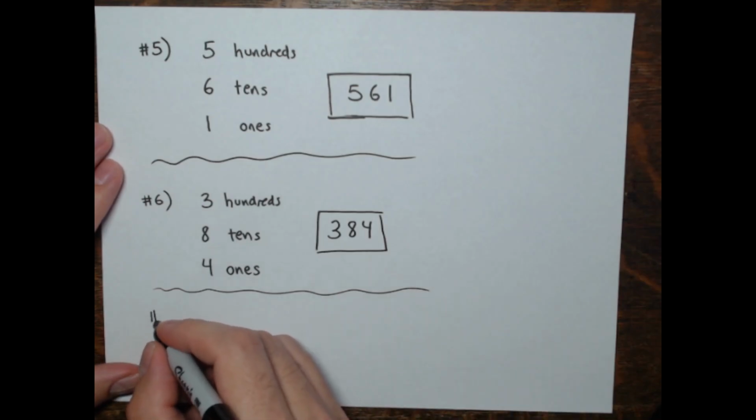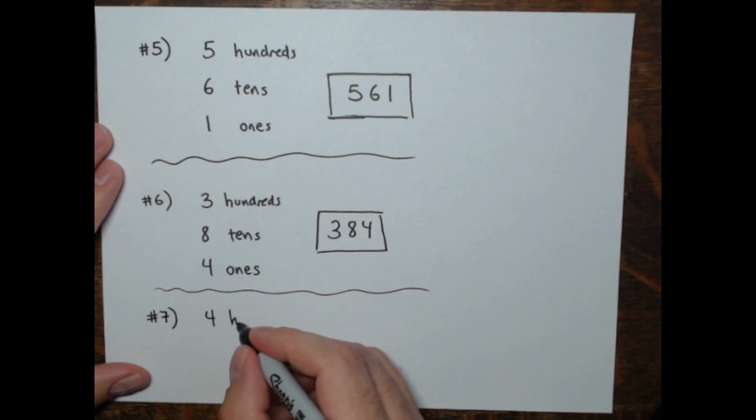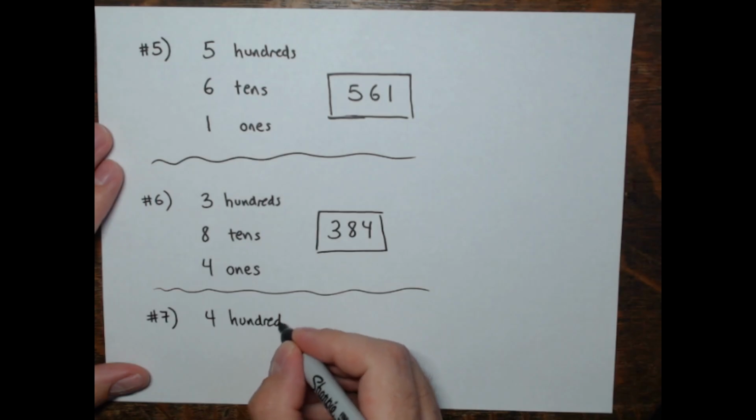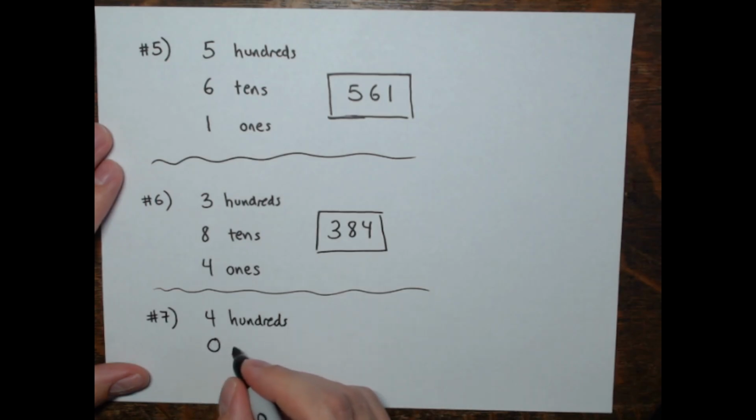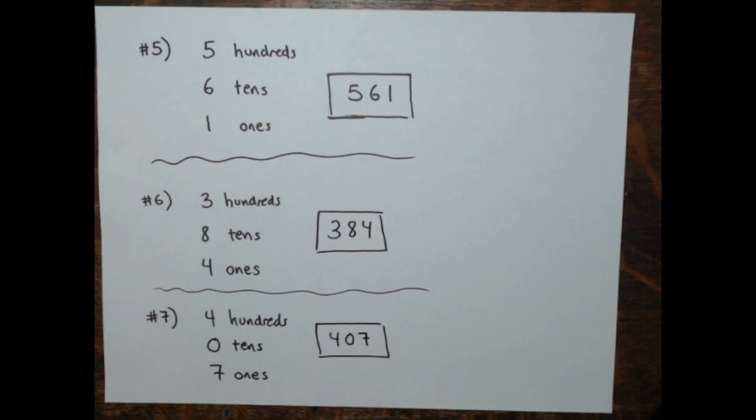Still got some space on this page. Number 7, right? There were 4 hundreds blocks, no tens rods, right? None of those rods of tens, so 0 tens, and 7 of the ones blocks. So all total, there were 407. All right, that is representing the number 407. Pretty quick and easy.